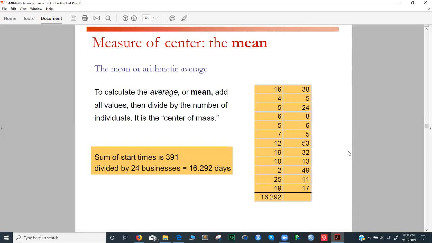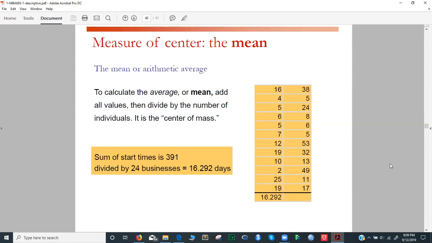Now we're adding all the values together, and we're dividing by the total. So sum of start times is 391 divided by 24 because there's 24 cases, and therefore the average is 16.292 days. And we're going back to the undergraduate education. I was very much of a stickler on 4 significant figures. The reason is because sometimes students would look at the data and just do it in their head and say, oh, it's 16.2. No, I needed them to go through the process on how to do that.